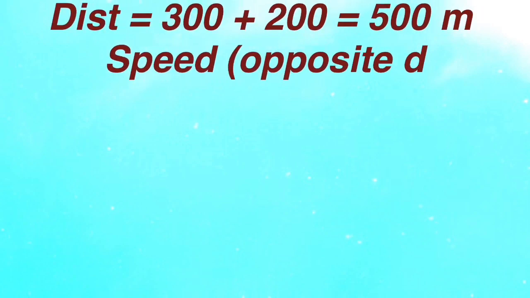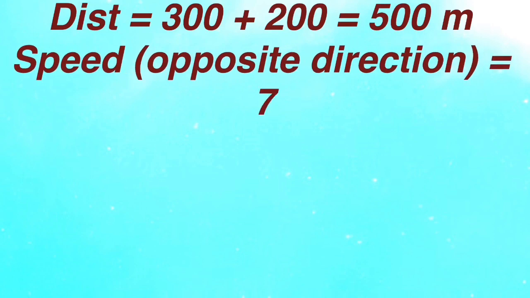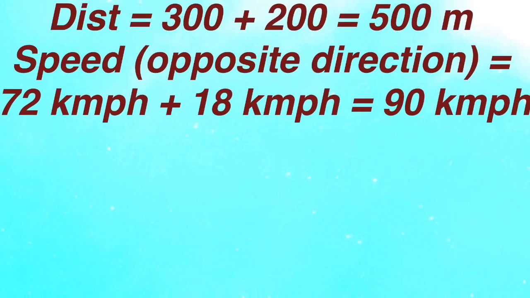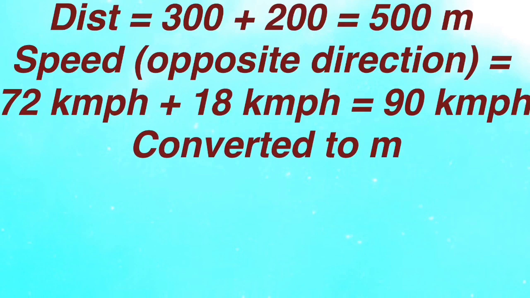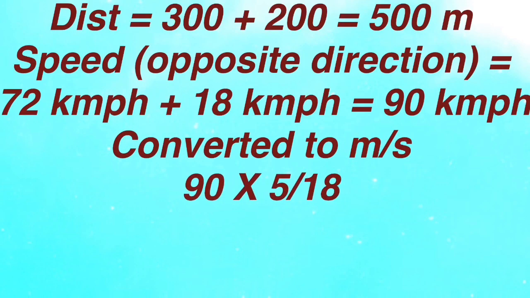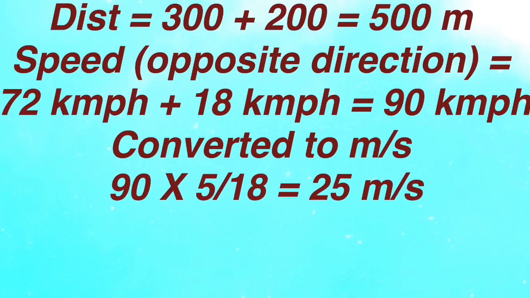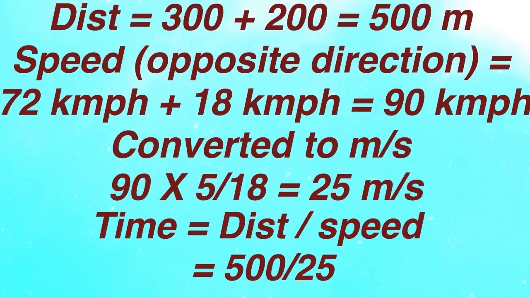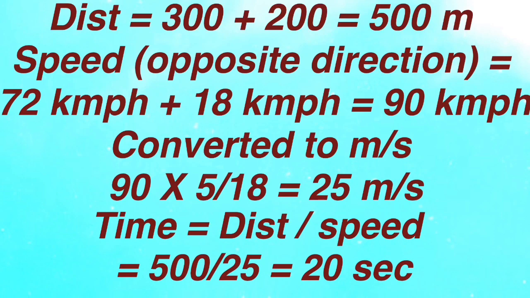Speed in the opposite direction: 72 kilometers per hour plus 18 kilometers per hour is 90 kilometers per hour. Converted to meters per second, 90 into 5 by 18 is 25 meters per second. Time is distance by speed, 500 by 25, which is 20 seconds. Do some examples.